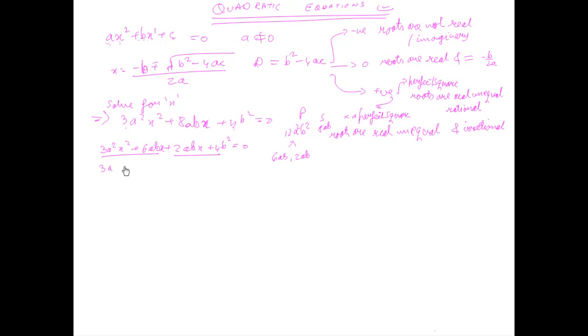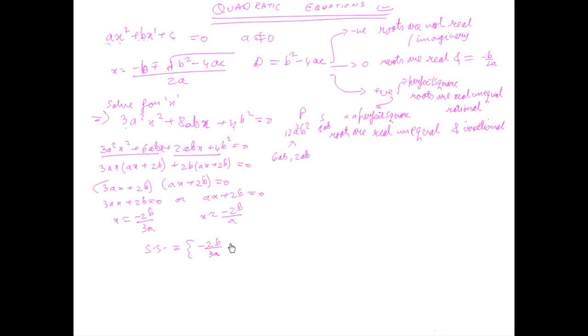Take common. That's 3ax taken common: 3ax times (ax plus 2b) plus 2b times (ax plus 2b) equals 0. That's 3ax plus 2b as a factor, and ax plus 2b as another factor. 3ax plus 2b equals 0 gives x is equal to minus 2b by 3a, or ax plus 2b equals 0 gives x is equal to minus 2b by a. Solution set: minus 2b by 3a, comma, minus 2b by a. So children, here a and b are constants. We just keep on simplifying and then we come to the final answer.